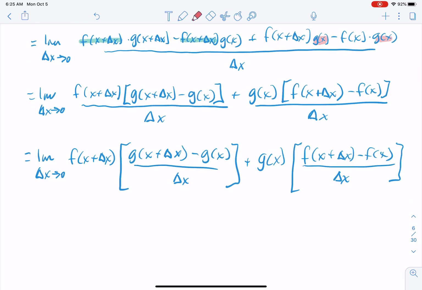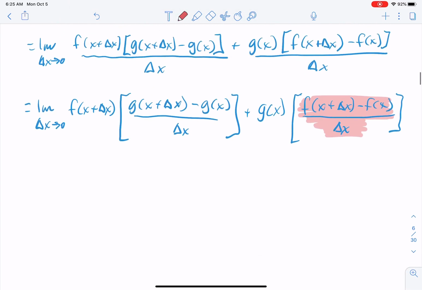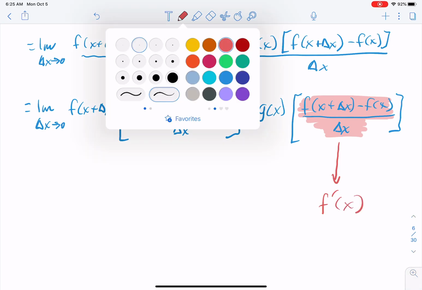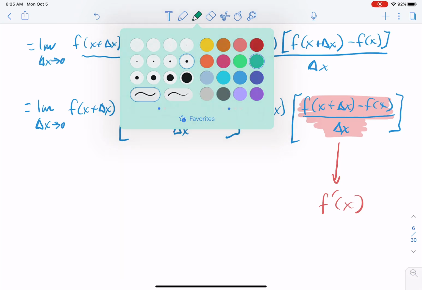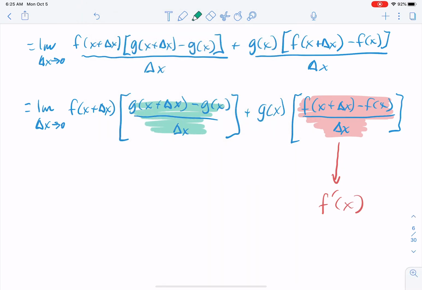I did that because if you take a look at this, what does this look like? If I were to take the limit as delta x goes to 0, isn't that the definition of something? Isn't that the definition of f prime of x? It sure is. This is f prime of x, okay? And then I'm going to do the exact same thing over here. This one's going to get green. If I take the limit as delta x goes to 0, isn't that the derivative of g of x? Right? It's that difference quotient up there. This is g prime of x.